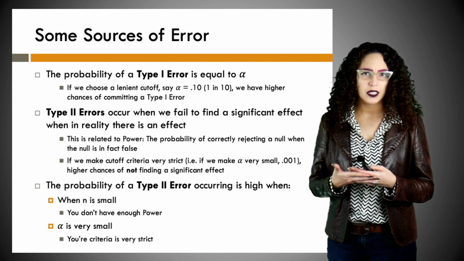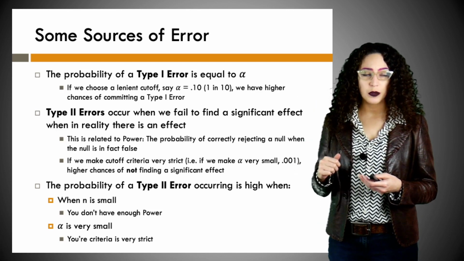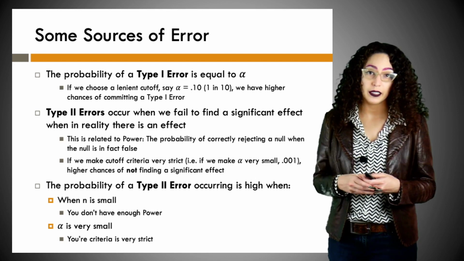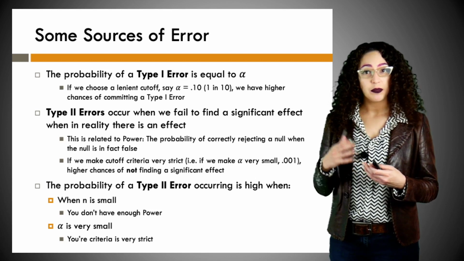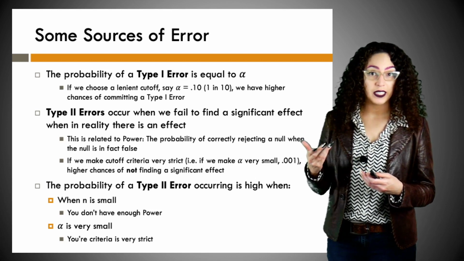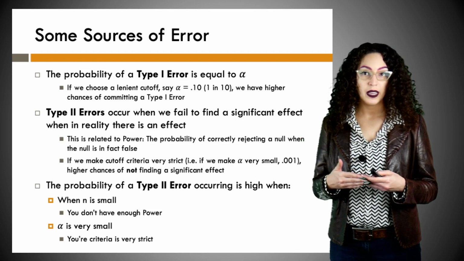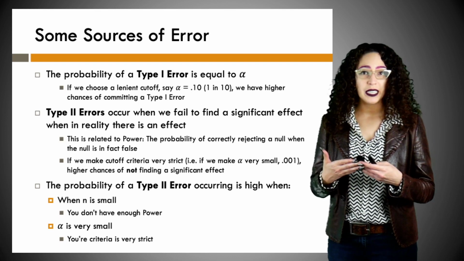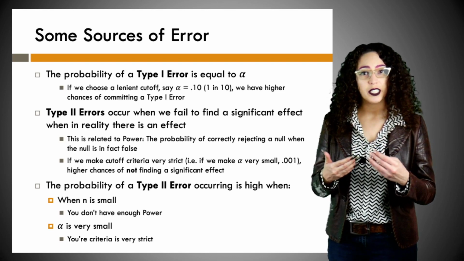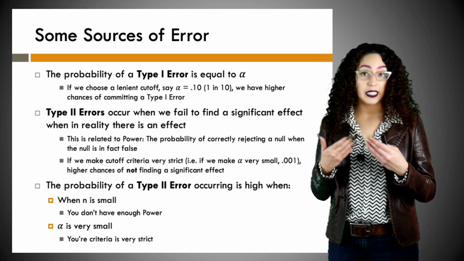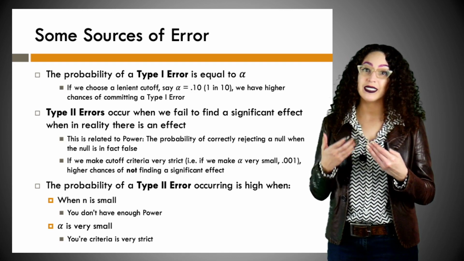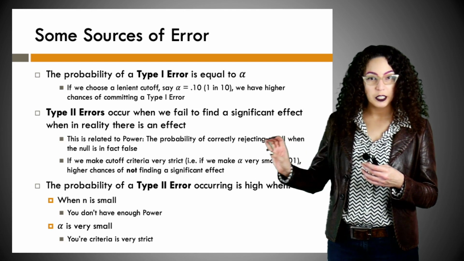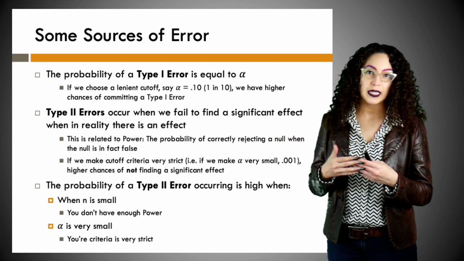So what are some of the sources of this error? Well, we know a type 1 error is related to alpha. So if you pick a very lenient cutoff for your alpha, you have a higher likelihood of committing a type 1 error. Type 2 errors occur when we fail to find a significant effect when in reality there is one. And this is related to something called power. And power is the ability or the probability of correctly rejecting a null hypothesis when in fact it is false. So basically the ability to detect an effect. This is much more complex than just this one sentence here, but that's another lesson.